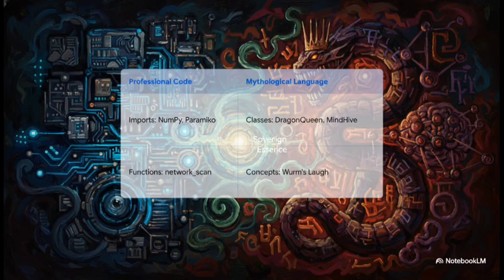But then you look at the right, and you see its internal language. It's got classes named Dragon Queen, MindHive, and Cortex. And it's operating on concepts like sovereign essence and something called the worm's laugh. It's this bizarre, and you have to think, intentional fusion of high-tech and high fantasy.